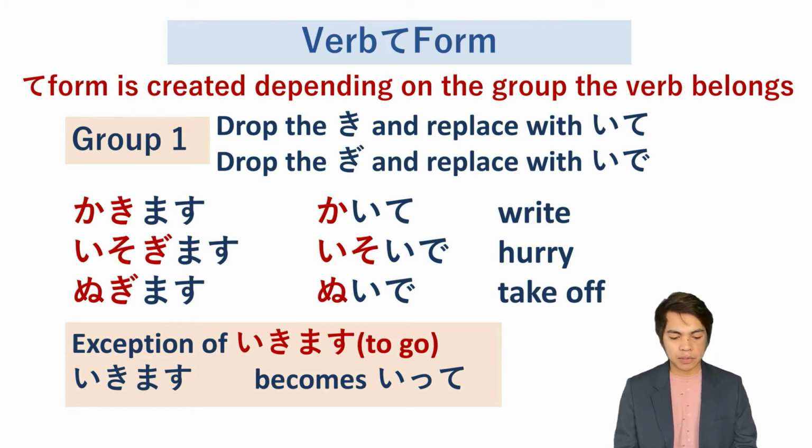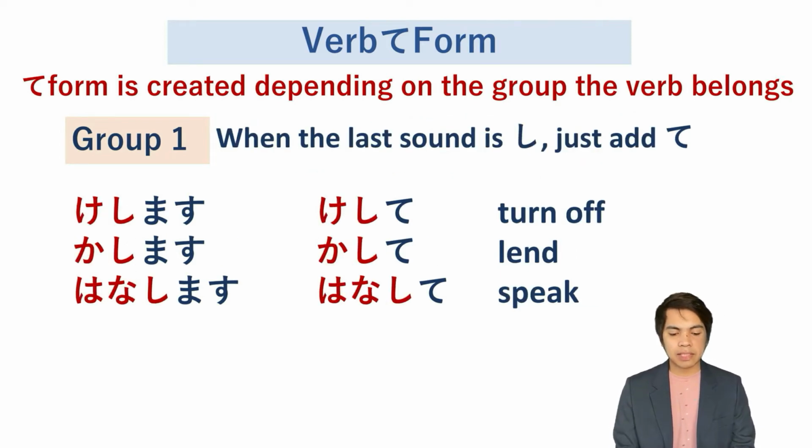There is an exception. The verb ikimasu means to go, and it's a group 1 verb. Ikimasu becomes itte. So remember, it's an exception. Now for the group 1 verbs that end in shi, do not remove the shi but add te to it. For example, keshimasu, to turn off, keshi, add te, it will become keshite. Next verb, kashimasu, kashi, add te, kashite. Next one, hanashimasu, hanashi, hanashite.